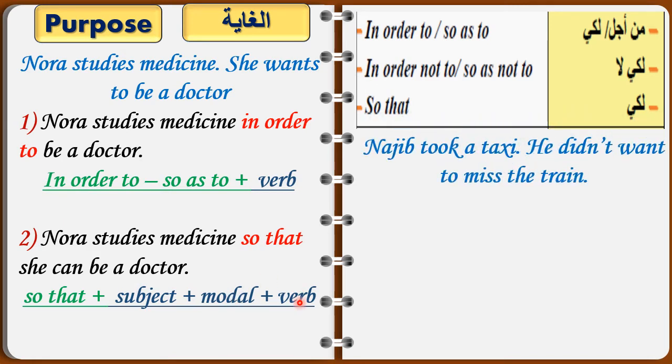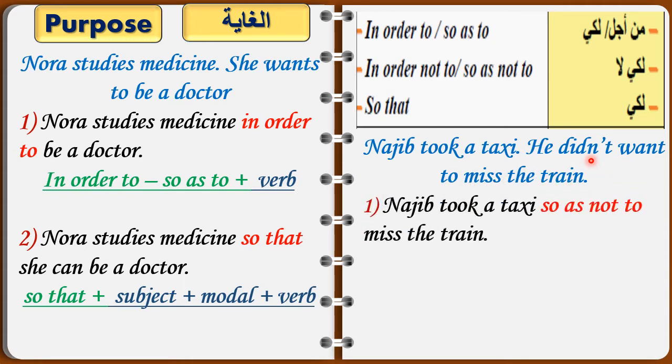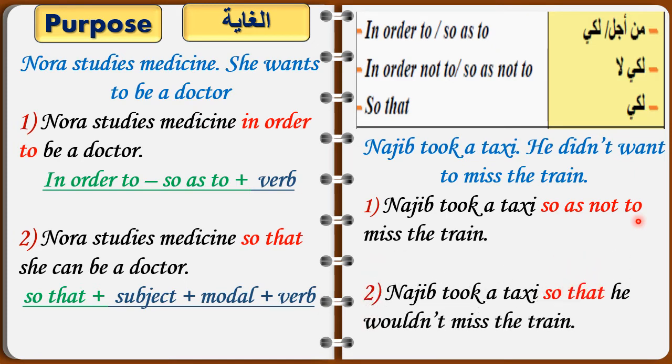What about this sentence? Najib took a taxi. He didn't want to miss the train. Here we have she wants, Nora wants, تريد. Here we have he doesn't want or he didn't want. لم يرد. So we will use here the negative. Najib took a taxi so as not to. لكي لا. Or if we use so that he wouldn't. Again subject, modal, verb. And here we have just the verb.